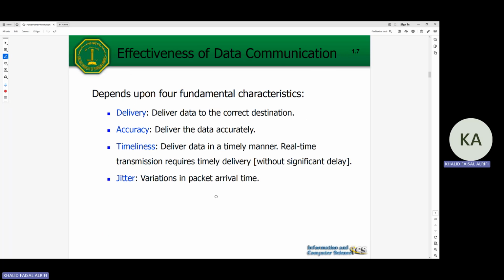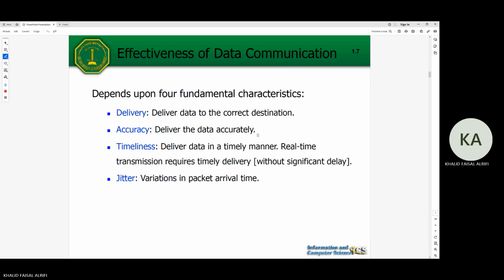Okay, effectiveness of data communication. How to measure the efficiency or the effectiveness of the data communication? We have these four criteria. Delivery: the system must deliver data to the correct destination. If I want to send this message to Faisal, it must arrive at Faisal, not Omar. The accuracy: deliver the data accurately.